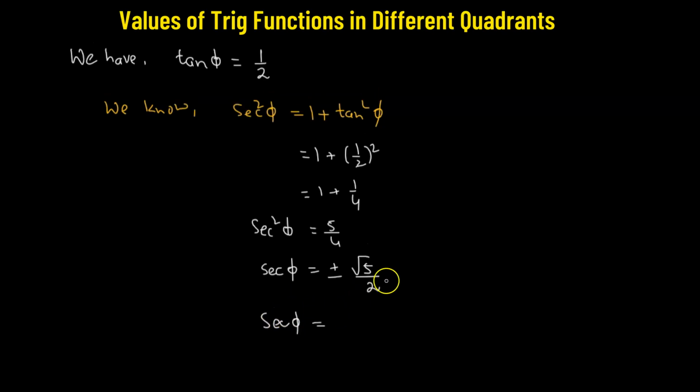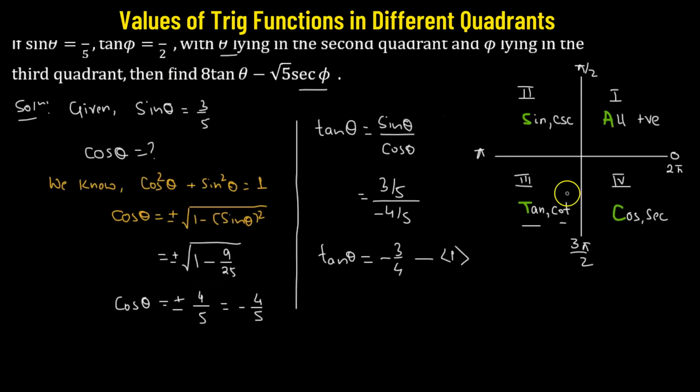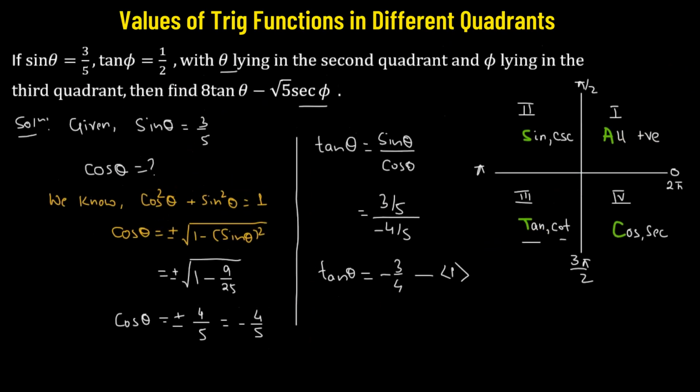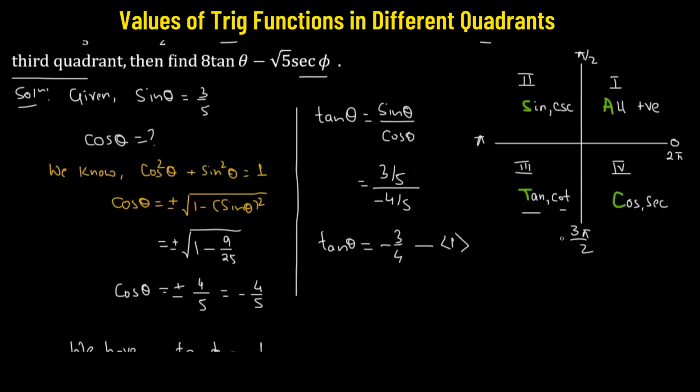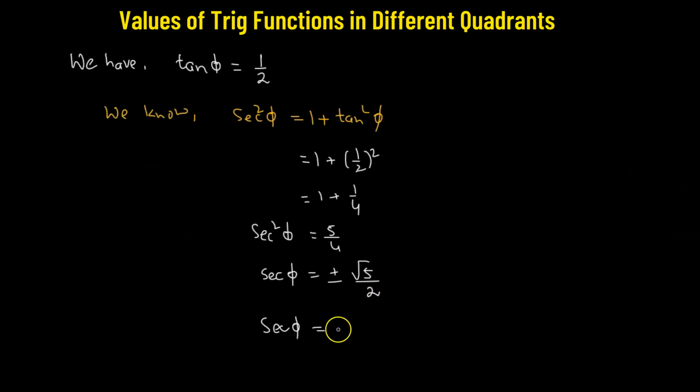For this, we go to our Cartesian plane. So clearly it's mentioned here that the angle phi lies in the third quadrant. Now in the third quadrant, if we look at our diagram here, only the tangent and the cotangent functions are positive. That means the secant function is going to be negative square root of 5 divided by 2. We're going to label this as equation number 2.